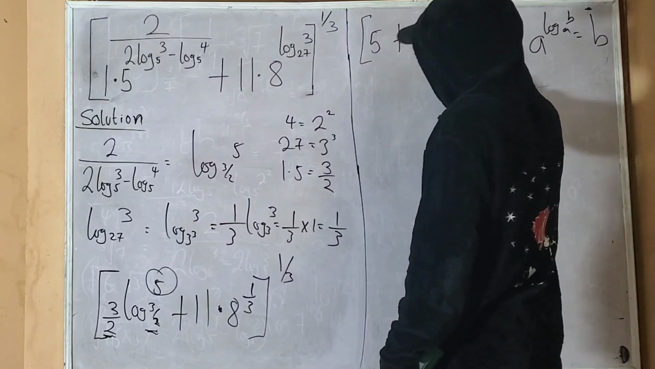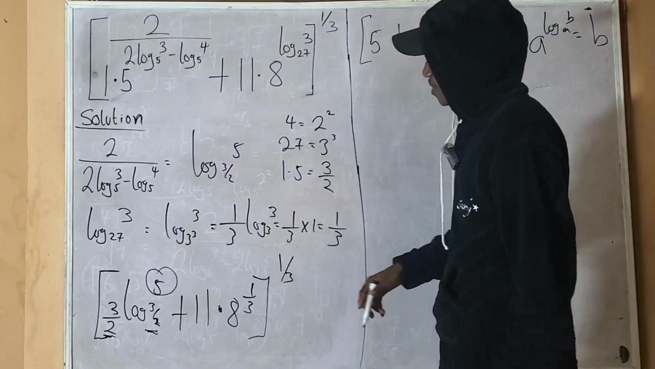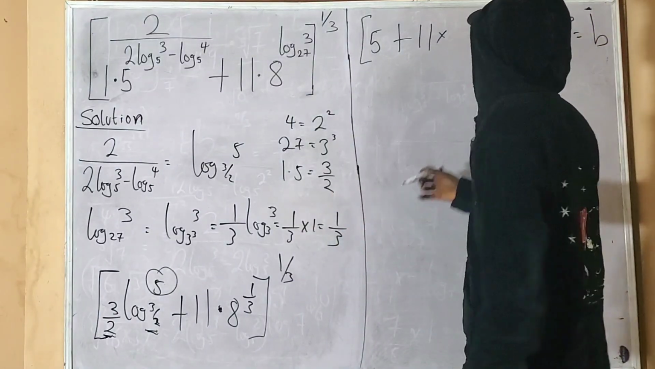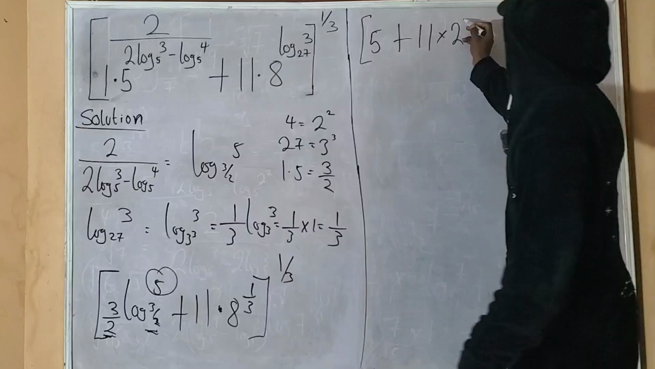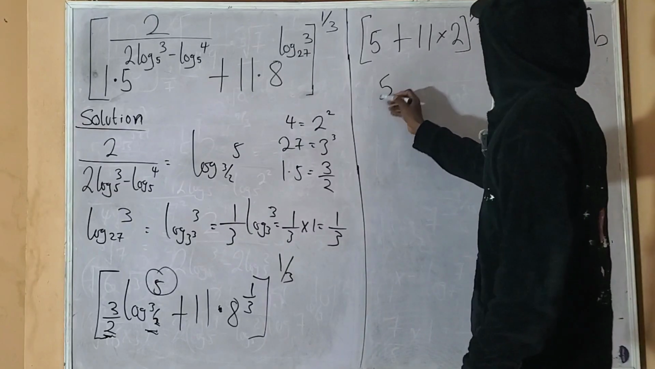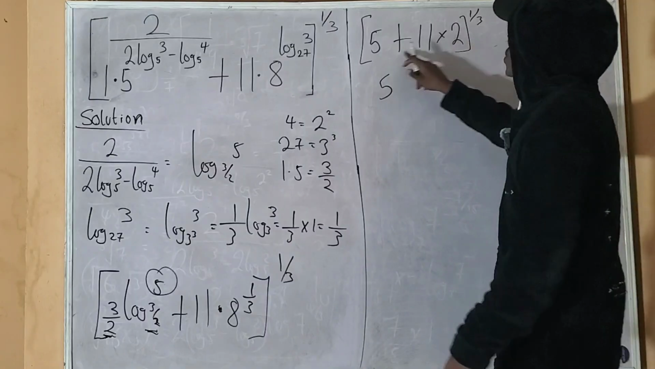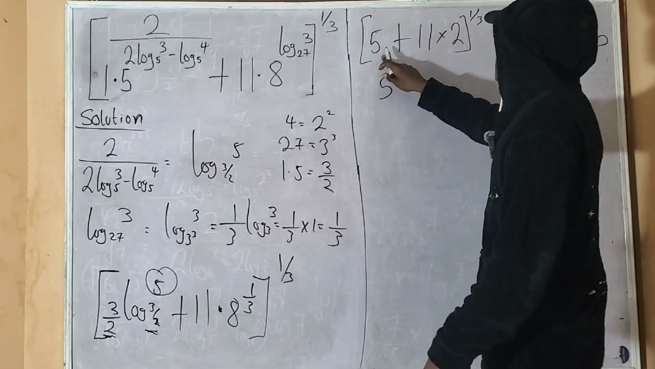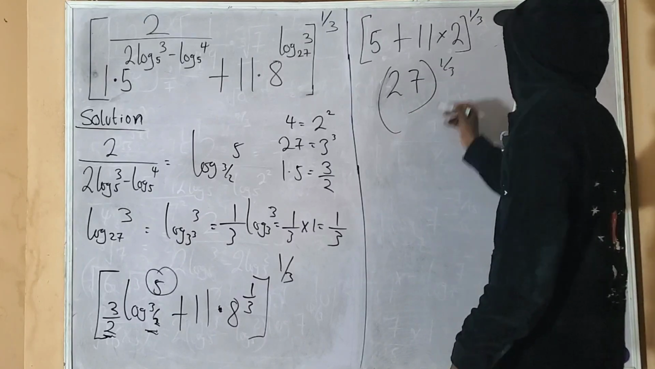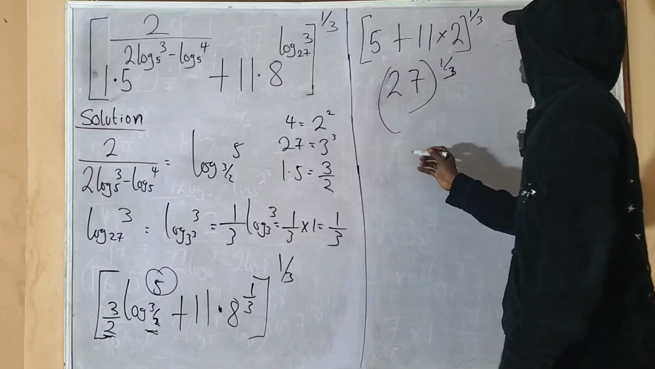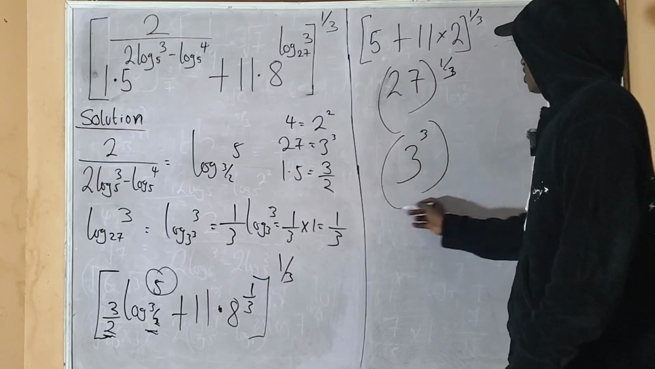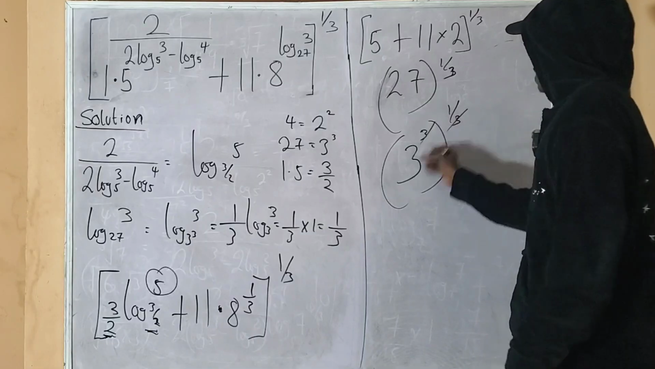So I'm going to have 5 plus 11 multiplied by 8 raised to the power of 1 over 3, that is the cube root of 8, and the cube root of 8 is 2. So I'm going to have multiplied by 2, and this will be raised to the power of 1 over 3. So we're going to have 5, 11 times 2 is 22. 22 plus 5, what's the answer? 27. So I'm going to have 27 raised to the power of 1 over 3. 27 can be written as 3 raised to the power of 3, raised to the power of 1 over 3. So this will eliminate this.